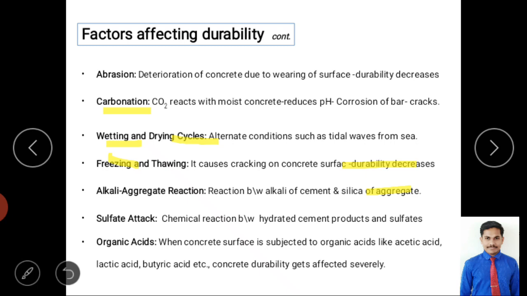So next we have organic acids. When the concrete surface is subjected to organic acids like acetic acid, lactic acid, so different acids, durability gets affected severely. Because of the attack by the organic acids, it affects the durability. Even gases: because of industrialization we have some different gases, and because of more exposure to the different gases in the environment, it affects the durability of the concrete, right?